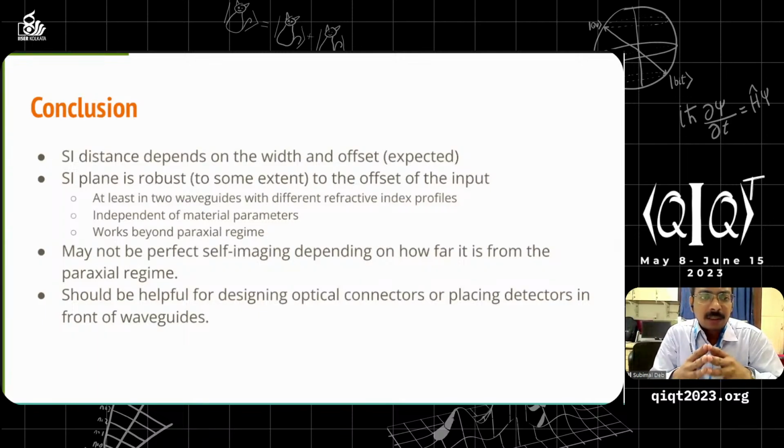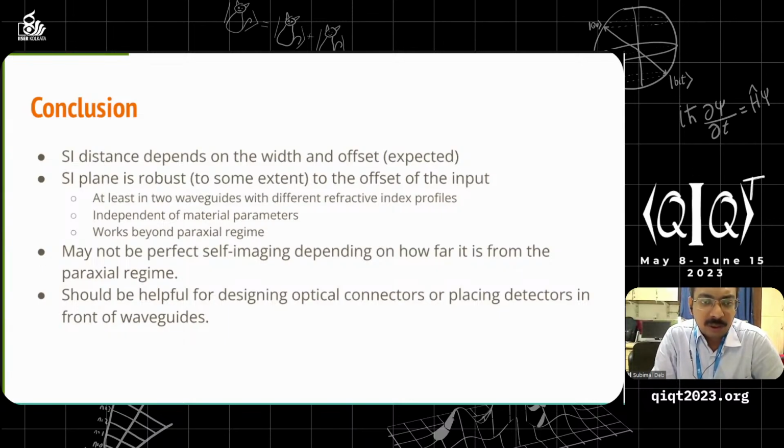The second thing is that this feature has been tested for two different kinds of waveguides with completely different refractive index profiles. This feature is independent of the material parameters, which is very important, and it works beyond the paraxial regime. And why I say this works beyond the paraxial regime, because we can squeeze the Gaussian beam enough to make it non-paraxial.